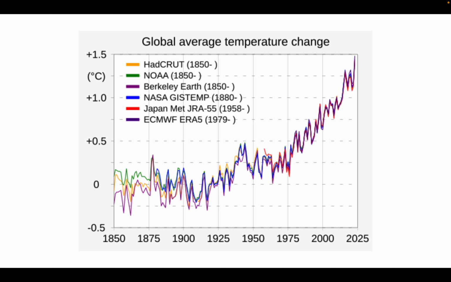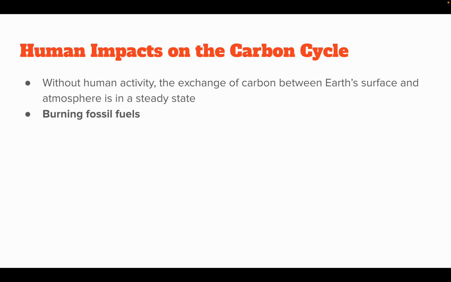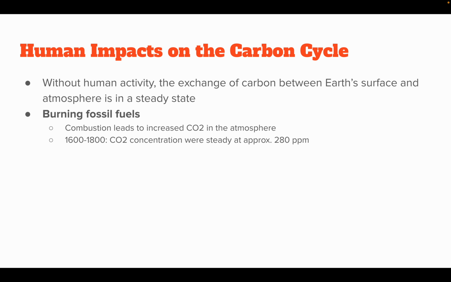So without human activity, the exchange of carbon between Earth's surface and atmosphere is, like we said, in a steady state. Inputs equal outputs. Burning fossil fuels, this combustion, leads to increased CO2 in the atmosphere. CO2 concentrations were steady at approximately 280 parts per million between 1600 and 1800. However, between 1800 and the present, various things, including the Industrial Revolution and the changing of Western lifestyles, have contributed immensely to this. CO2 concentrations increased to 420 parts per million today. So it's an immense increase in the concentration of this gas.